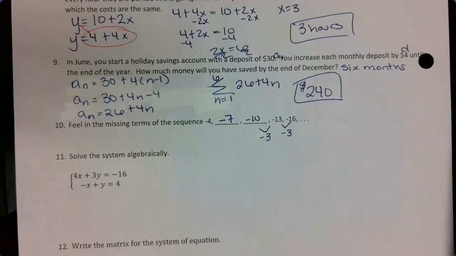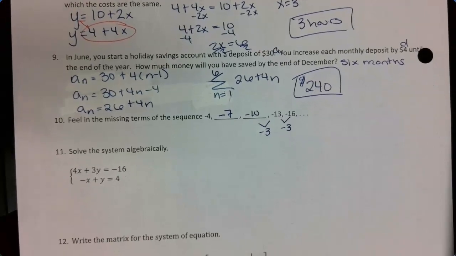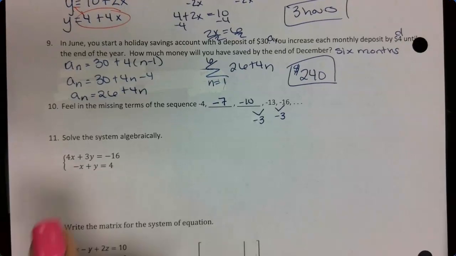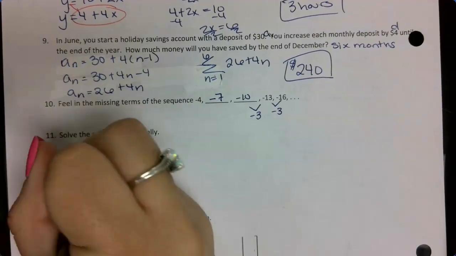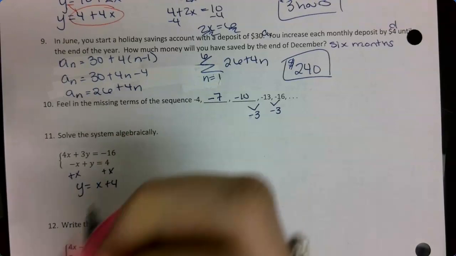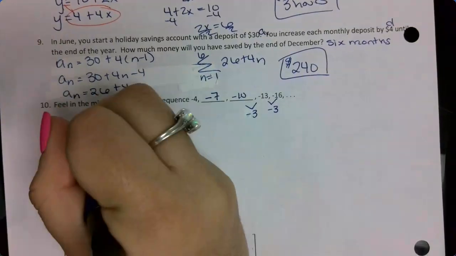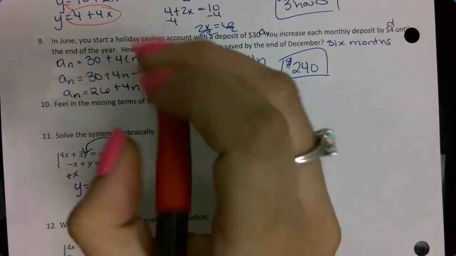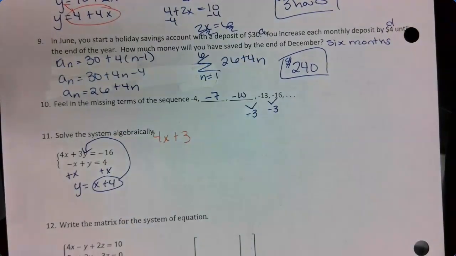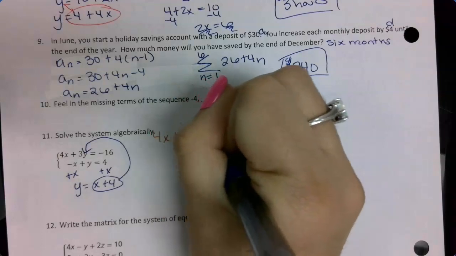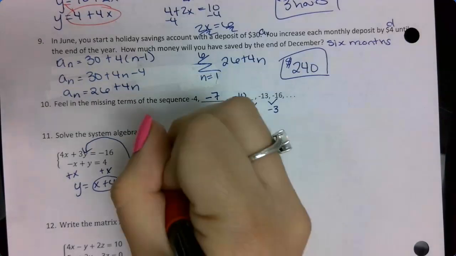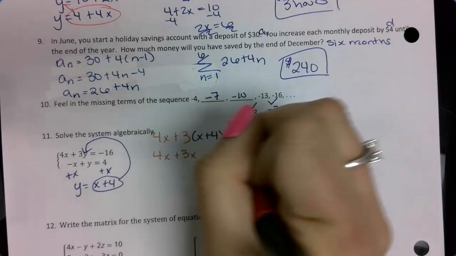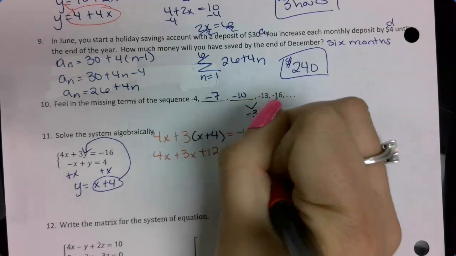Number 11 says to solve the system algebraically. So I want to get one of my letters alone. It doesn't matter which one I get alone. Personally, I'm going to get y alone because it's easier to move that x on the bottom equation. So I get y equals x plus 4. Then I'm going to take this and plug into the y on my top equation. So I have 4x plus 3, and instead of writing y, I'm going to write the x plus 4. And then this equals negative 16. Go ahead and distribute that 3. So it's going to be plus 3x plus 12 equals negative 16.